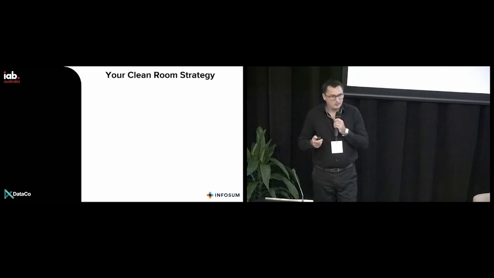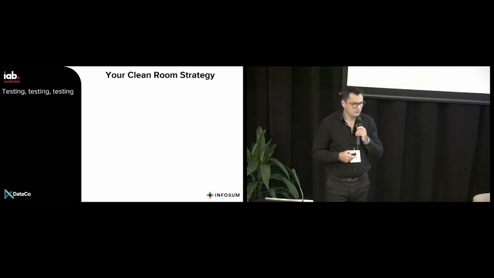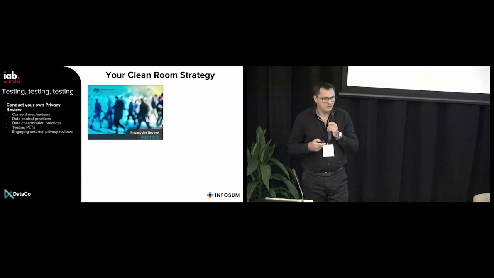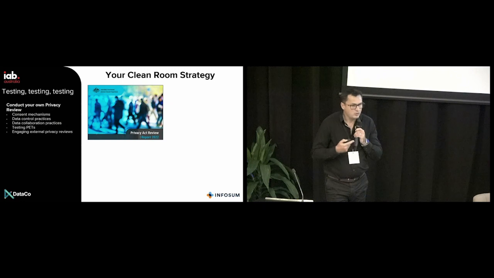Okay, so where should you be at with your clean room strategy today, and more generally your data collaboration strategy today? Well, testing, testing, testing. That's where everyone should be. If you're not testing, then you are behind. We all know, as we've mentioned, the Privacy Act review came out, but you should be running your own privacy review of your own business. You should be looking at your consent mechanisms. You should be looking at how you collaborate on data. Who has access to your data right now? Not just data today, but the data you sent them a year ago.